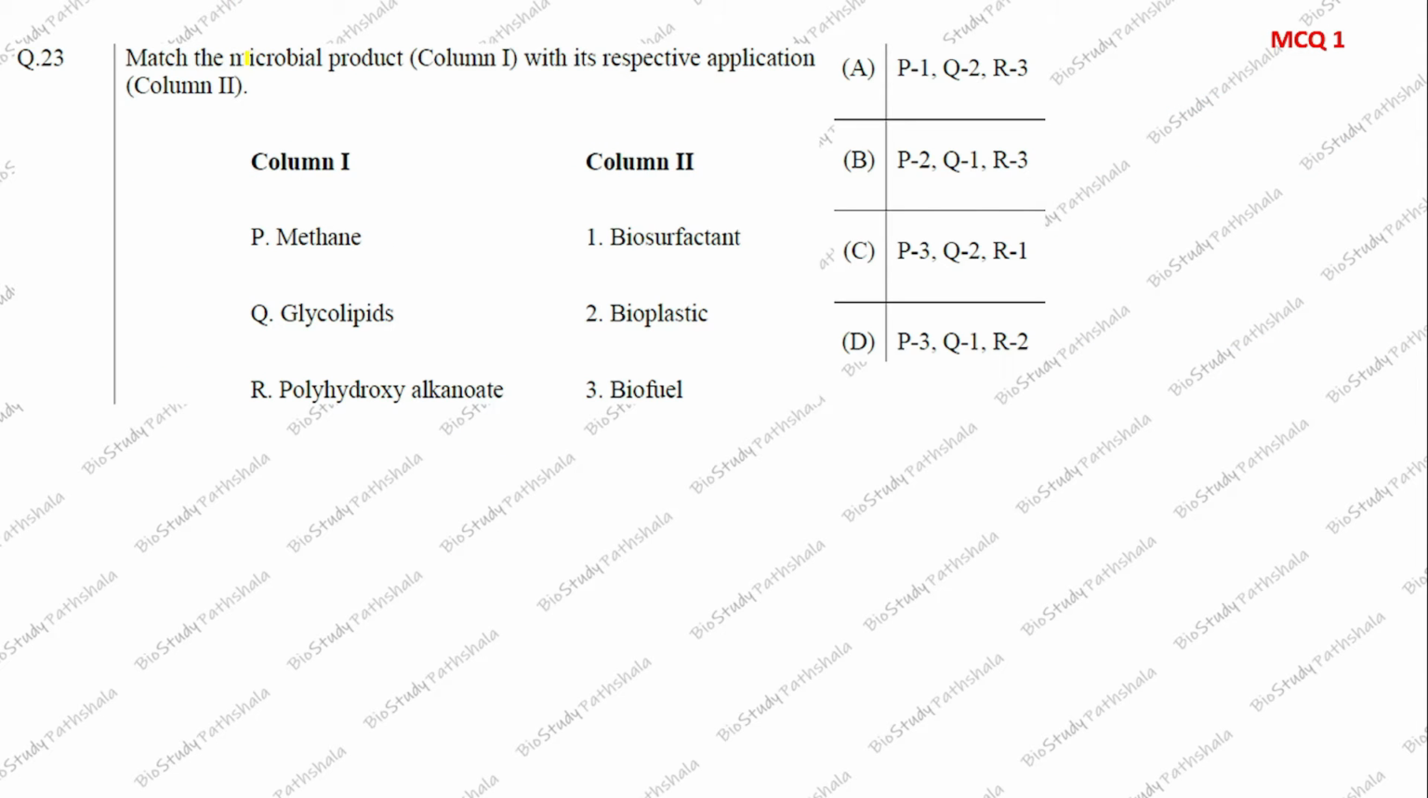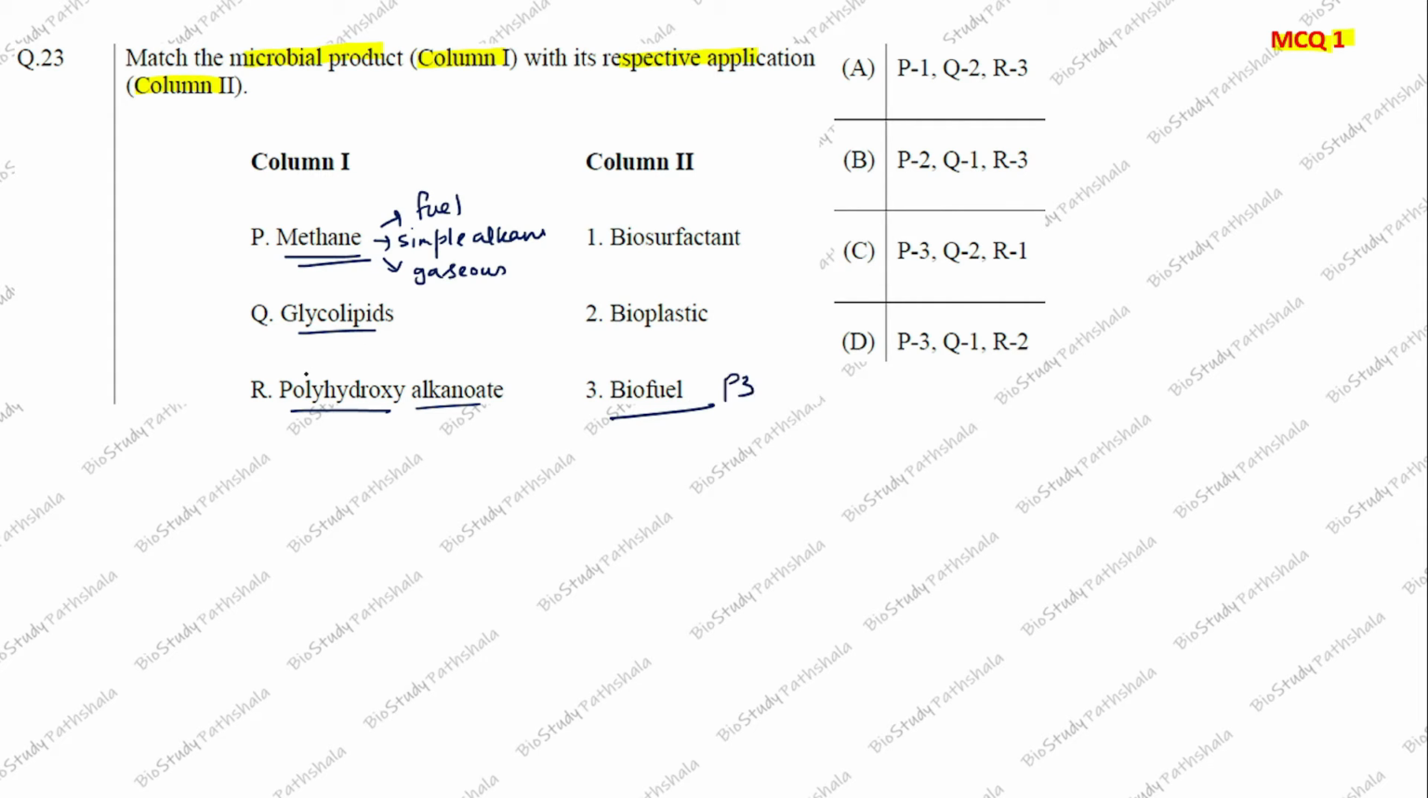Next is match the microbial product in column 1 with its respective application in column 2. This is again MCQ type of question with 1 mark. Methane, next is glycolipids, third one is polyhydroxyalkanoate. Methane is the simple alkane which is gaseous in nature and it is used as fuel. So it will be biofuel in nature.